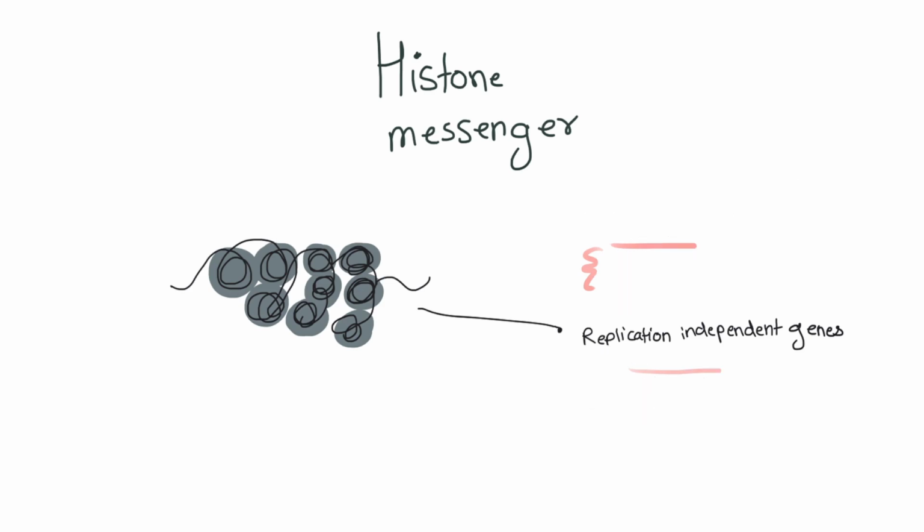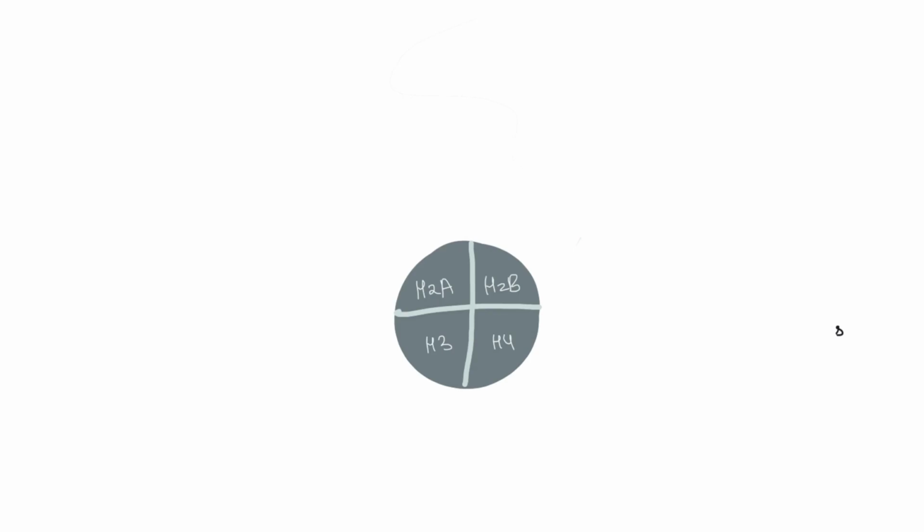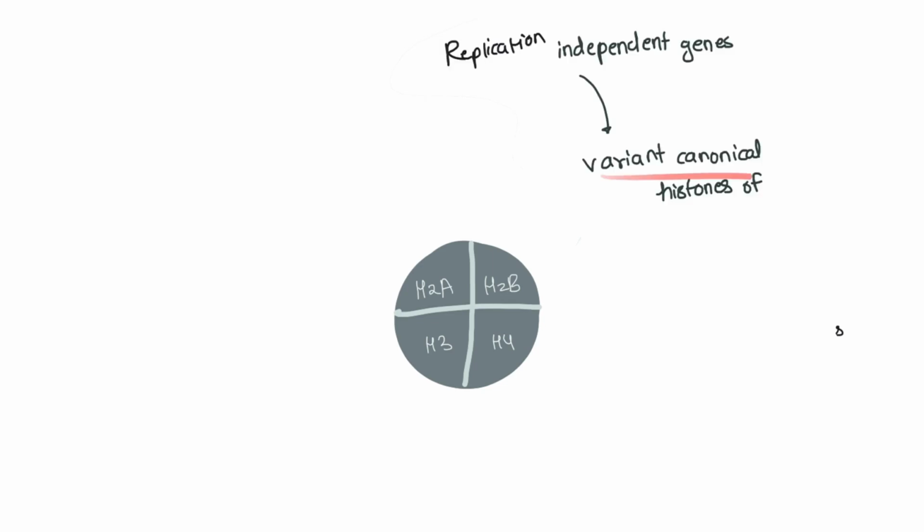The replication independent gene is better understood if we look at the structure of a nucleosome. And so a typical nucleosome looks like this, a dissected nucleosome. Nucleosome is made up of histone proteins. We have the H2A, H2B, H3, and H4 that form the core protein. Now, what is the exact role of the replication independent gene here? Replication independent genes are responsible for producing variants of the histones.